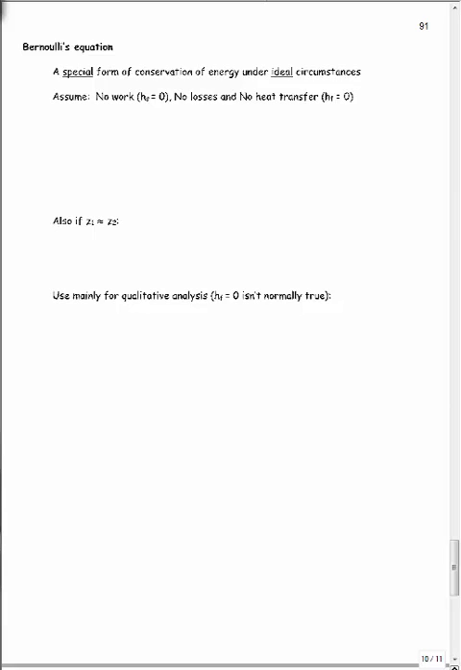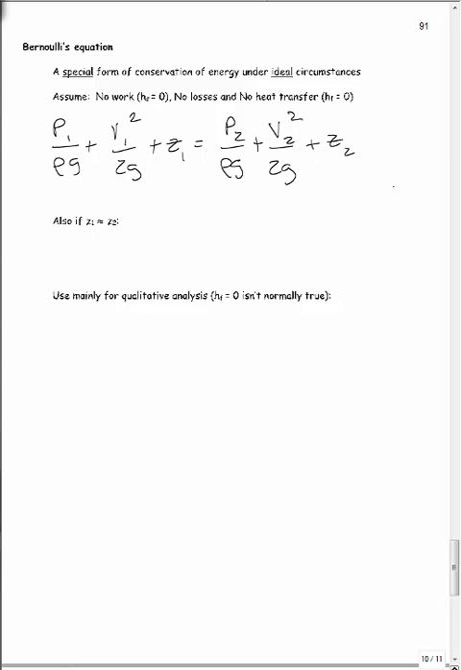So in other words, no losses, no heat transfer, basically no viscosity causing these losses in heat transfer. It's called inviscid, and also no shaft work. So if we take out those HF and HS terms, again, one inlet and one exit, P1 over rho G plus V1 squared over 2G plus Z1 equals P2 over rho G plus V2 squared over 2G plus Z2.